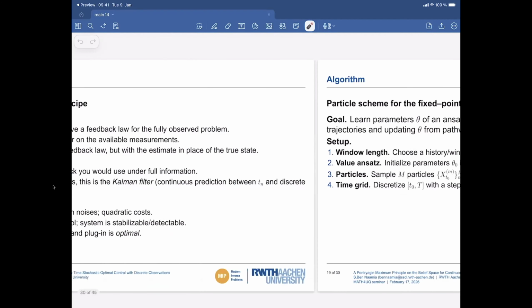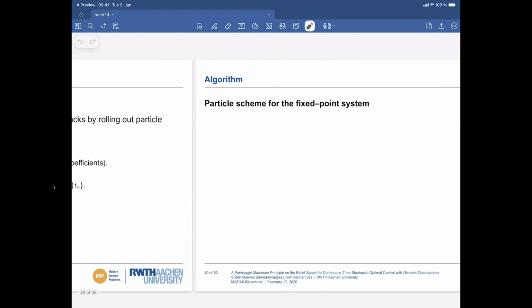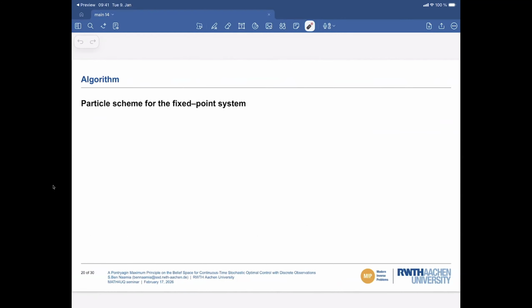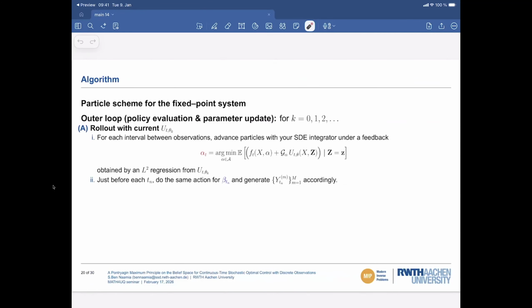And what does that mean? Well, it goes like this. Basically, we will use a particle scheme for this fixed point that we call theta right now. The idea is, as I said, to define an ansatz for all times defined by theta k. So at the first time, theta zero. And for each interval between the observations, you have m particles that you start with at time zero. You evolve them at each discrete level of your discretization.